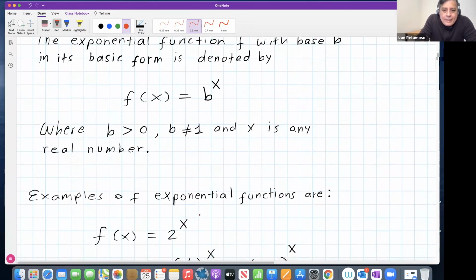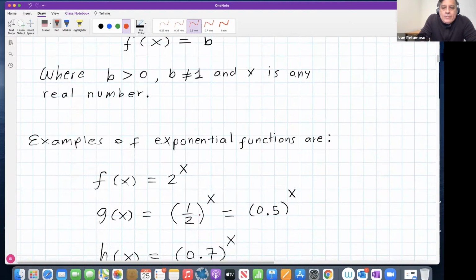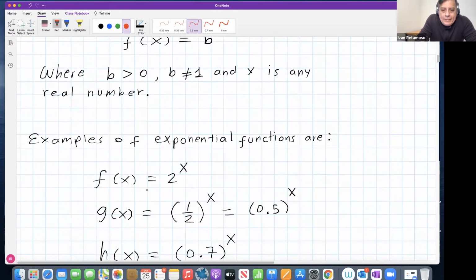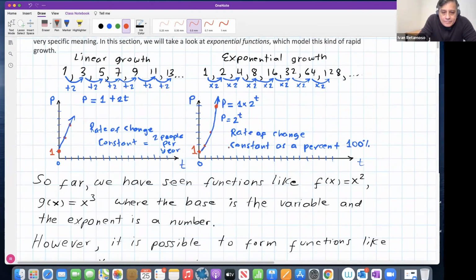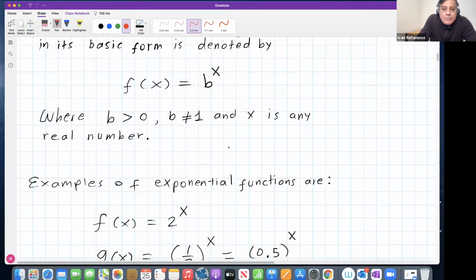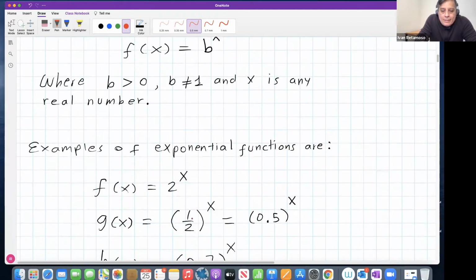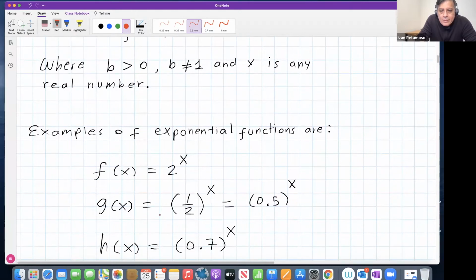Examples of these exponential functions are f of x equal 2 to the x, just like the one that we saw here, 2 to the t. This is one exponential function with base 2. However, the base doesn't have to be bigger than 1. It could be a number like 1/2. That's also acceptable. g of x equal 1/2 raised to x, which is the same as 0.5 raised to x, is also another example of an exponential function.